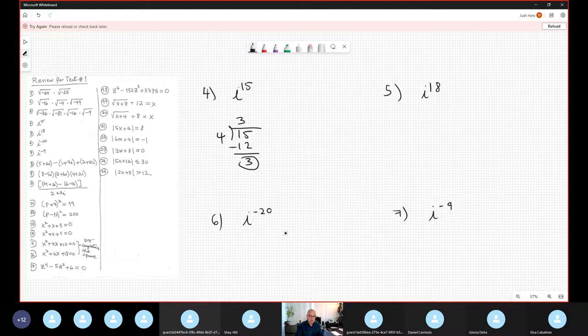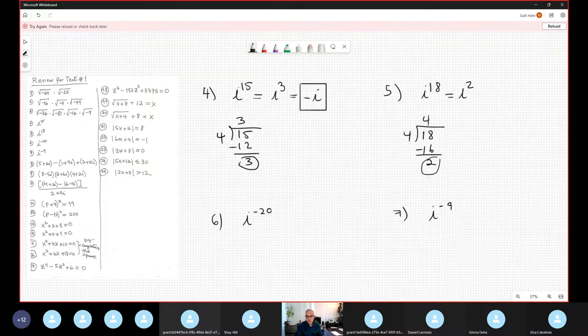Okay, so this is equivalent. You take three, get the remainder. This is i cubed, but I know very well that i cubed is minus i. And this is the final answer for number four. 18, same thing, divide by four. Divide by four, four fours, because five is too much, five is 20. That's 16, subtraction is two. And this is equivalent to i squared. You take this exponent, the remainder is the exponent, and it's negative one, it's real.